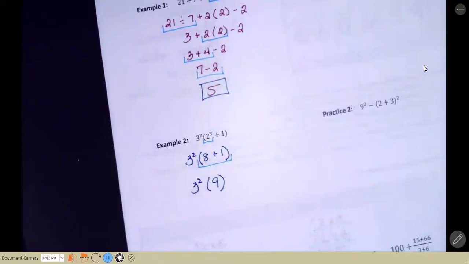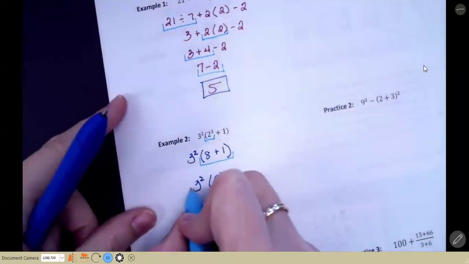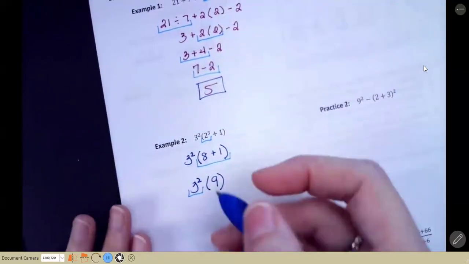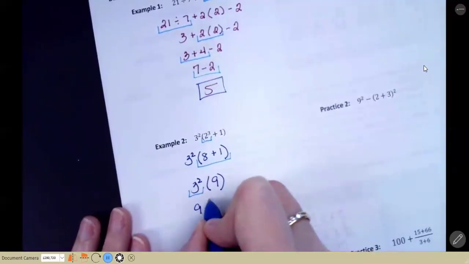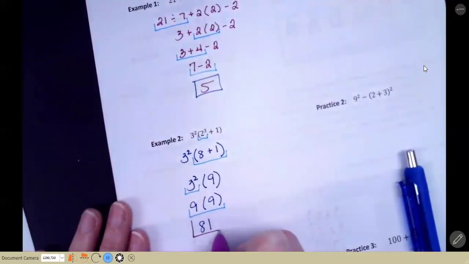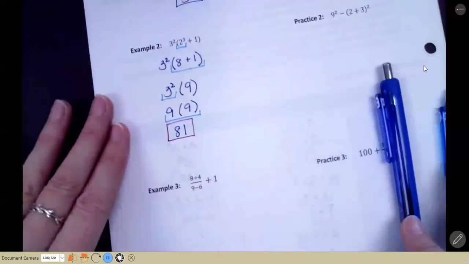So now we're going to move on to exponents. So 3 squared is 9. And bring down that other 9. And then the last one is 9 times 9, 81. Okay, good. You guys are doing great. All right, let's go down to example 3. This one's a different one.